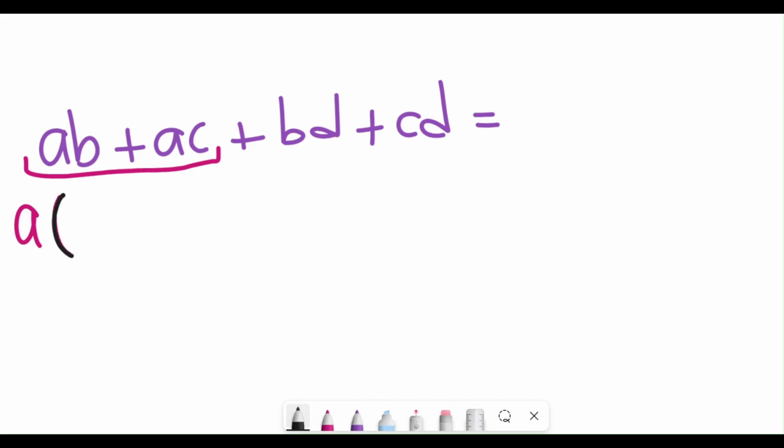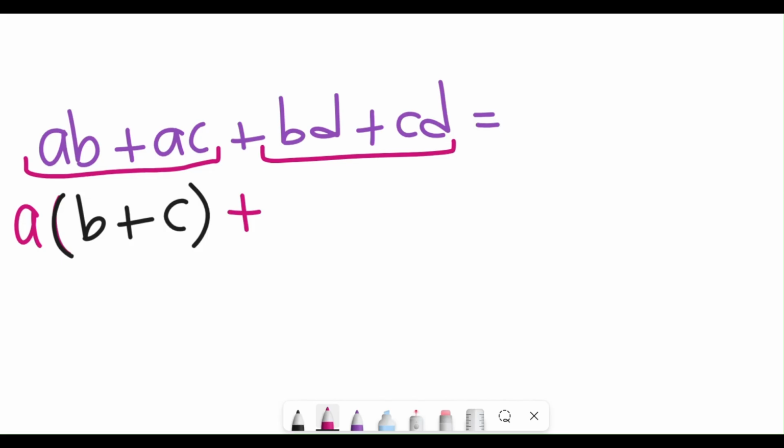In brackets we have B and we have C. All right. Then we say the other two, what do they have in common? BD, CD, oh, they have D in common, right? So what do we have from the first one? D multiplied by B is DB. D multiplied by C is CD.